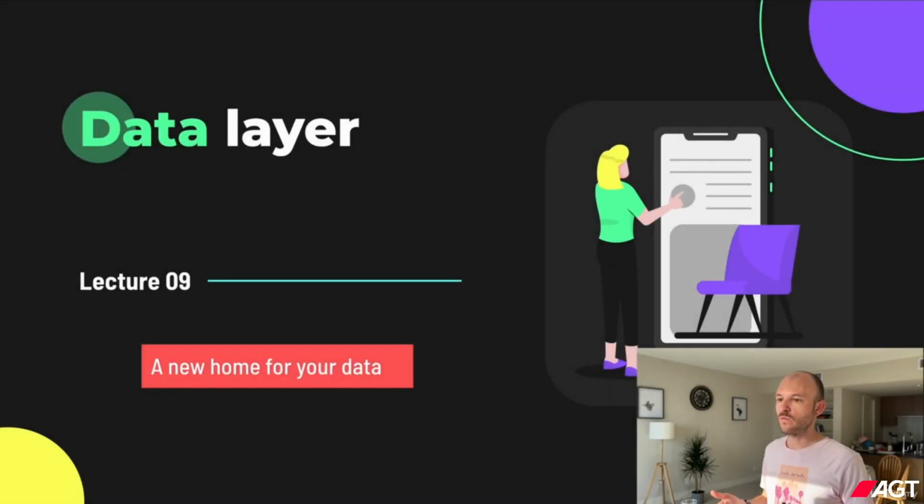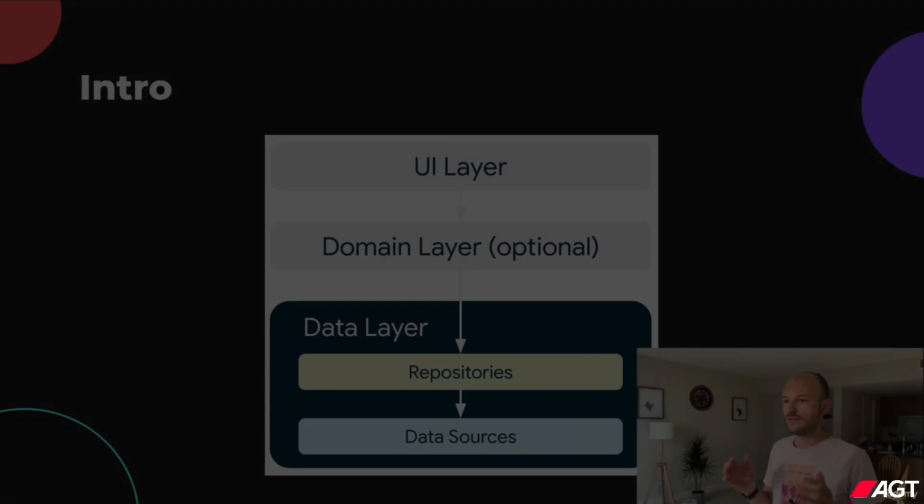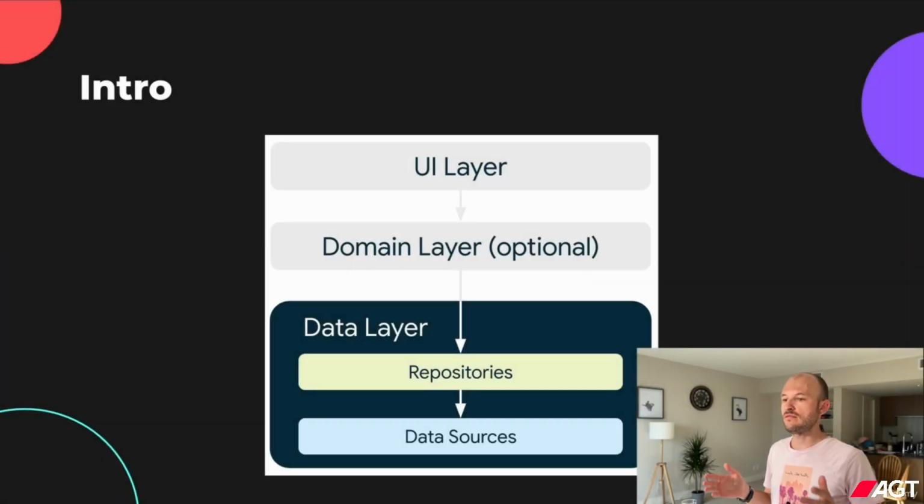Welcome to the lecture on the data layer. In this lecture, we'll see how exactly the data layer can be implemented. We'll discuss possible options and look at the test project that I've created. So let's get started. The data layer is the lowest layer in our architecture. Also, it's the farthest layer from the user. As the name says, it's a home for your data.